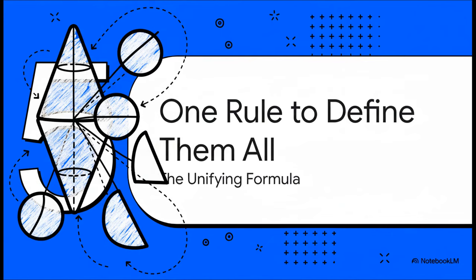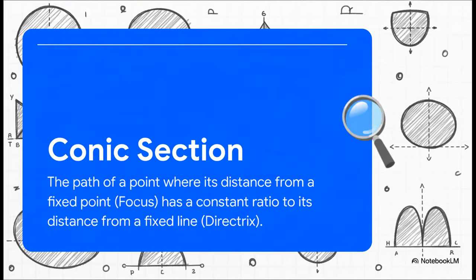So, we have these 4 shapes, all born from slicing a cone. It's a really cool connection in geometry. But you have to wonder, is there a single underlying mathematical rule that brings them all together? Amazingly, yeah, there is. Every single one of these shapes we've just met can be described by this one elegant rule. It's a rule that relates the distance from a point on the curve to its focus and the distance from that same point to a line called the directrix. And the key is that the ratio of those two distances is always constant.